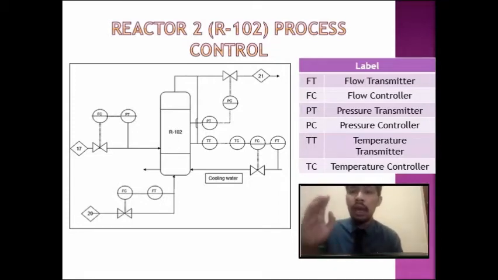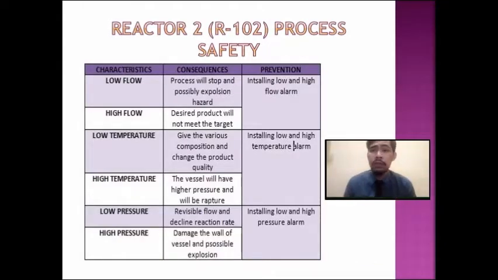And then at the outlet of the reactor, we use the pressure controller because the pressure must be under the operating condition. Okay, next we use the temperature controller. The temperature controller is connected to the reactor and also to the outlet of the reactor. The last slide is the process safety for the reactor.